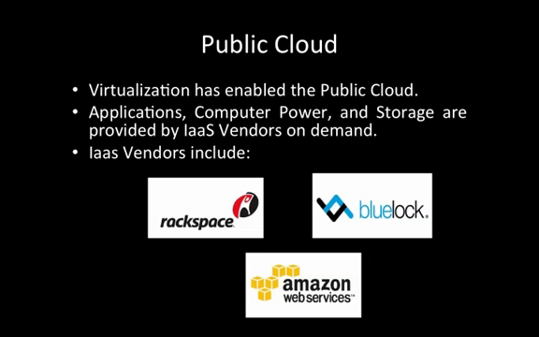Virtualization enabled the cloud computing revolution by making it possible for multiple users to run multiple operating systems and applications on the same piece of hardware. Infrastructure as a service vendors buy lots of hardware and then use virtualization technology to share that hardware among multiple users. You can rent a virtual machine at Amazon, Rackspace, BlueLock, and many other infrastructure as a service vendors.